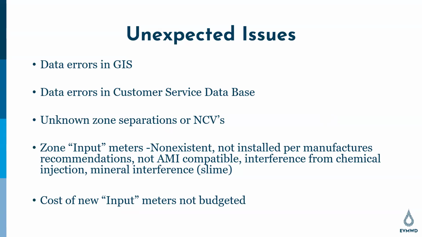The zone input meters were either non-existing, not installed to manufacturer's recommendations, or not AMI capable. We did have some interference from chemical injection upstream of the meter, and also mineral interference. That was the La Laguna causing that 102%. In the very beginning, we were getting like 110, 113. We were getting up there in percentage, and we couldn't figure out why.